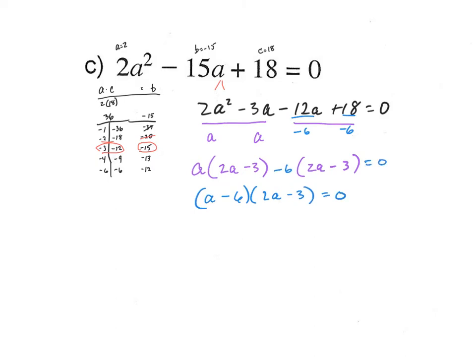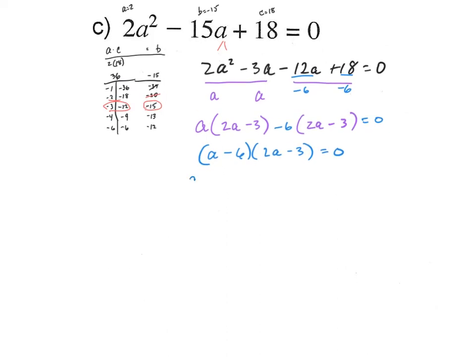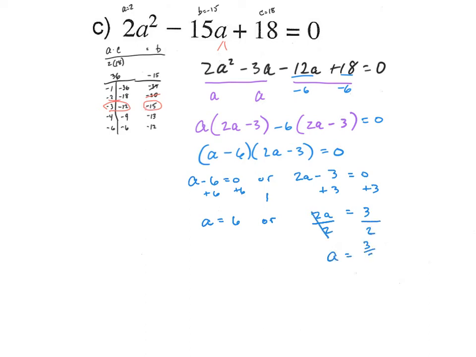And now I'm at a point where I can use my zero product property. So I have a minus 6 equals 0, or 2a minus 3 equals 0. Doing my inverse operations, I'm going to add 6 to both sides, and a is going to be equal to 6. Or, on the other side, I have 2a minus 3. Doing my inverse operations, I add 3 to both sides, and I have 2a equals 3. I'm going to go ahead and divide by the coefficient, and a is going to be equal to 3 halves, or a is equal to 6. There you go.